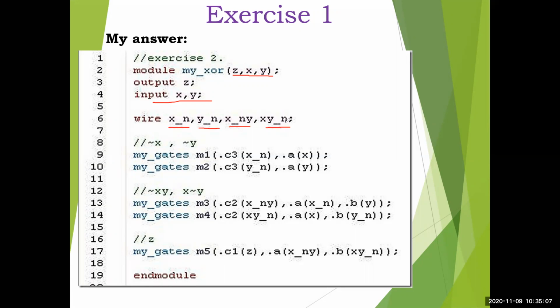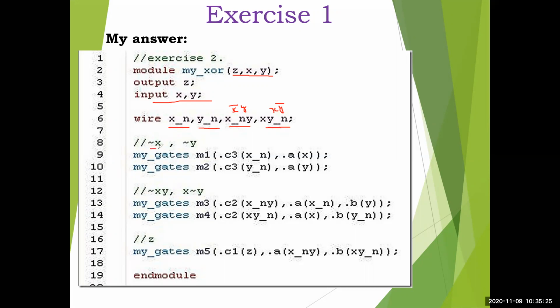xy underscore n. Y underscore n, here x underscore n it is. So this is x bar y here, and this is x y bar. Same notation. Okay, it is done. So these are the four variables used in our program.